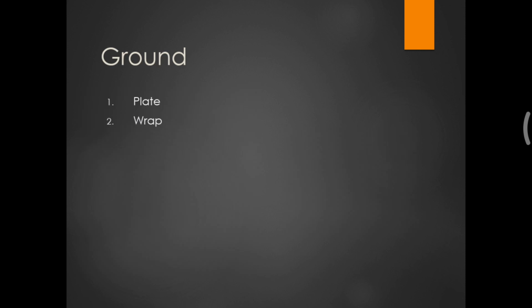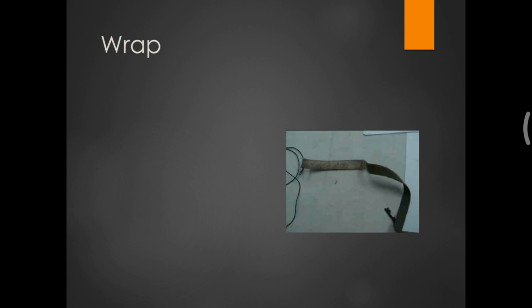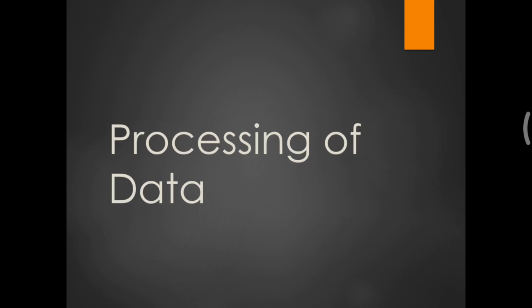In addition to anode and cathode, we will also place a ground electrode in order to prevent electronic interference, and this electrode will also capture some amount of electrical activity which will be used. We will see how it's being used. The ground electrode can be of two types. One is a plate electrode or a wrap electrode. So this is a plate electrode and this is a wrap electrode, where you wrap it around the part wherever you are recording. Now once it's recorded, the data has to be processed.